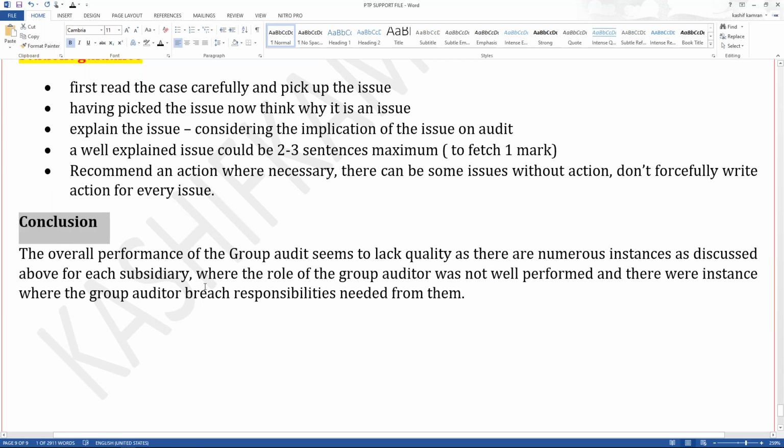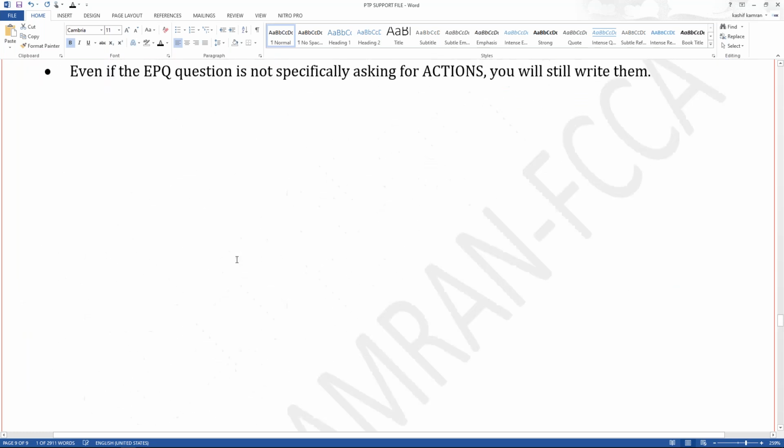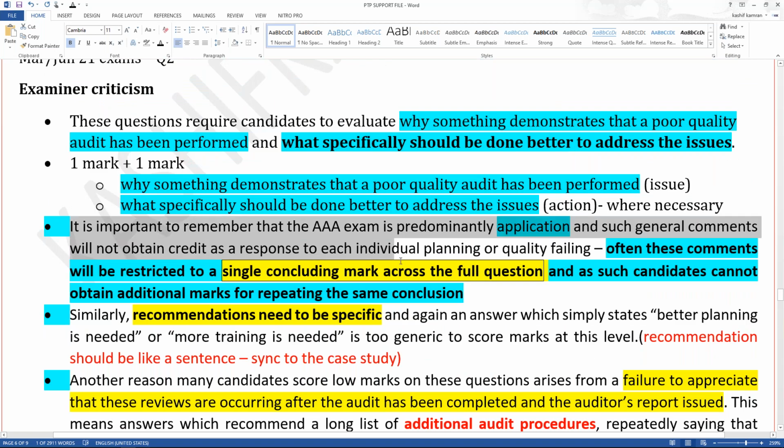Is that what the examiner was looking for yesterday when we were looking at the criticism here? See this criticism of the examiner right on the screen. It is important to remember that in an AAA exam the marking is predominantly for application, and as such, general comments will not obtain credit. Often these will be restricted to a single concluding mark across the full question. And as such, candidates cannot obtain additional marks for repeating the same conclusion. So have we given a single concluding mark across the full question at the end?